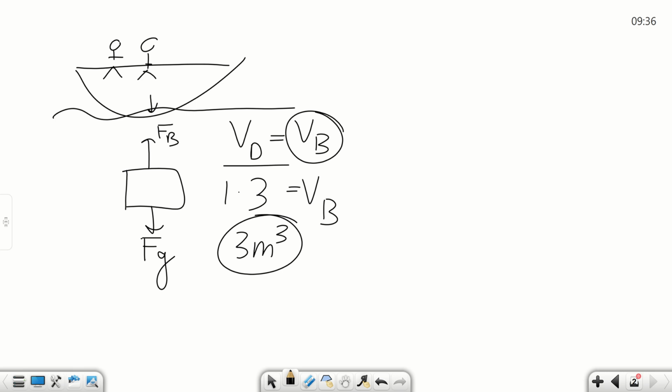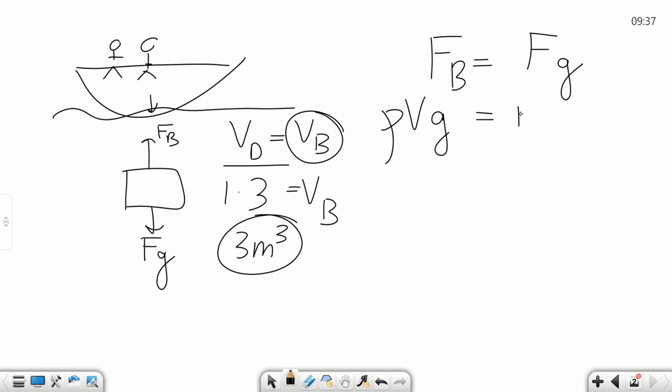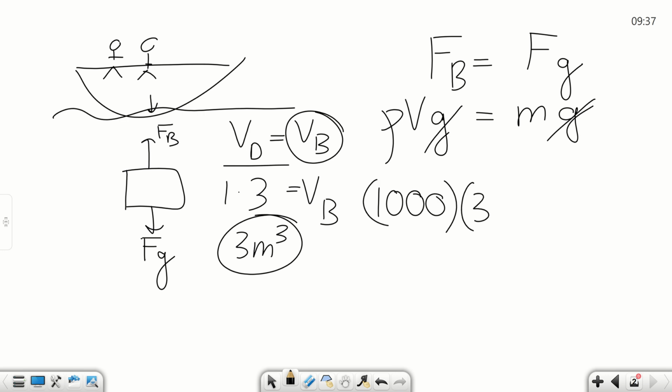All right? So if I'm doing buoyant force equals gravitational force, I'm going to be doing rho V g equals mass times gravity. Okay? And so I'm going to cancel those out. Okay, g can cancel. I know the density of water is 1,000 times 3.